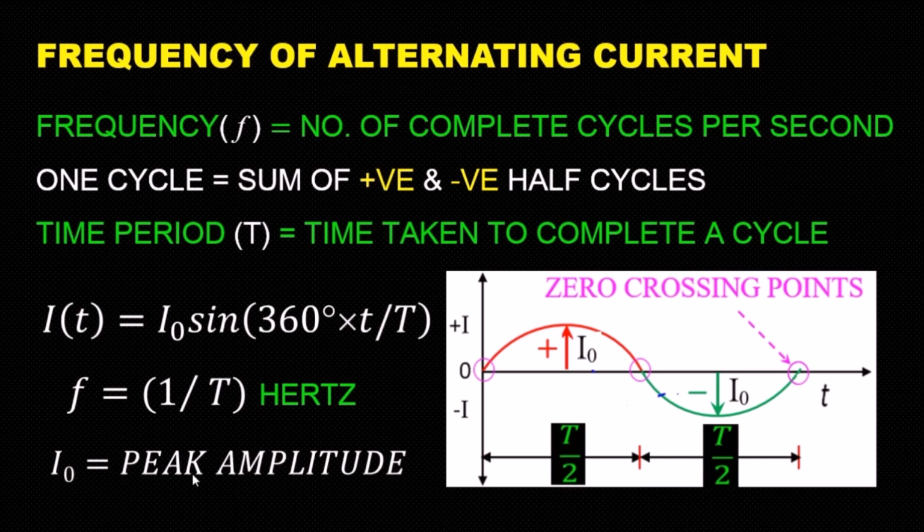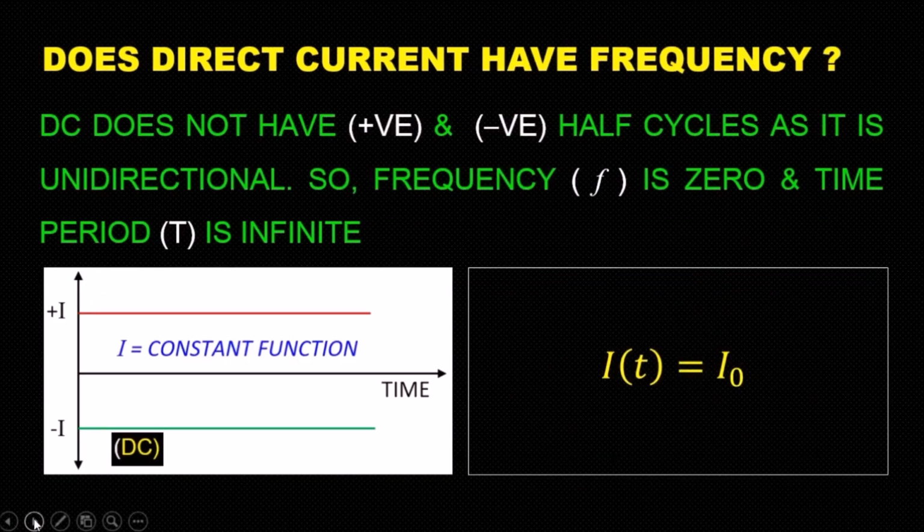I naught is the peak amplitude of the current. Since AC changes over time, there is a transition point between the positive half cycle and negative half cycle. That point of transition is known as the zero crossing point. In one complete cycle of oscillation, there are 3 zero crossing points. Now an important question is, does direct current have frequency? The answer is no. DC does not have positive and negative half cycles as it is unidirectional. Frequency of oscillation is 0 and time period of oscillation is infinite. And the equation of DC current is I of t equals I naught.